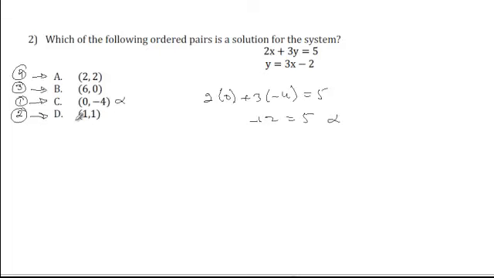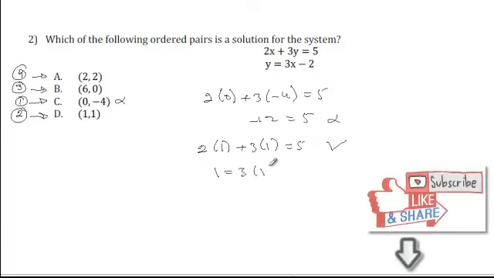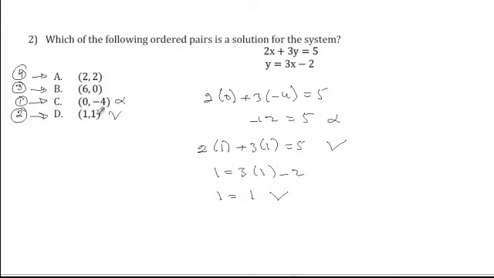So we go for D, 1, 1. So if we replace, 2 times 1 plus 3 times 1 is equal to 5. So 2 plus 3 equals 5. That's correct. We replace it in the second one: 1 equals 3 times 1 minus 2. So 3 minus 2, which is 1. So 1 is equal to 1. That's also correct. So the coordinates of this point satisfy equation number 1 and equation number 2, which means that this is the solution of the system.